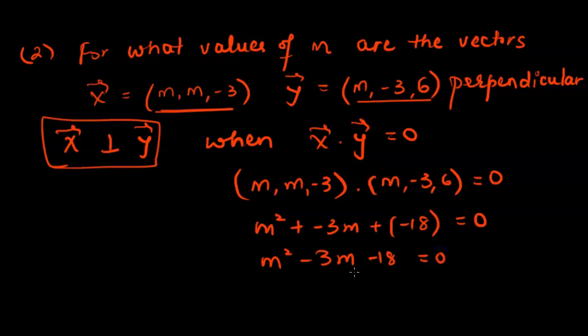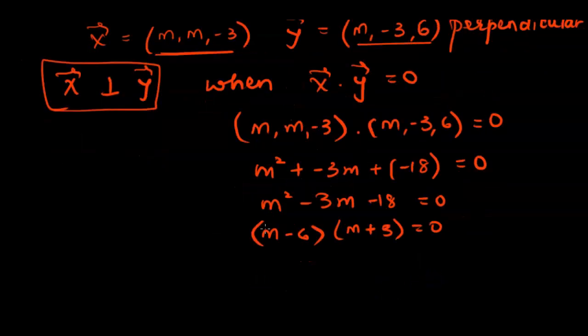Now we have to solve for m, and we have a quadratic equation, so we can either use the quadratic formula or we can use factoring. Here, because factoring is going to work, 6 times 3 is 18, and 6 minus 3 we get a 3. So our result will be (m minus 6)(m plus 3) equal to 0. We put each factor equal to 0: m minus 6 equal to 0, so m is equal to 6. And when we put m plus 3 equal to 0, we get m equal to negative 3.